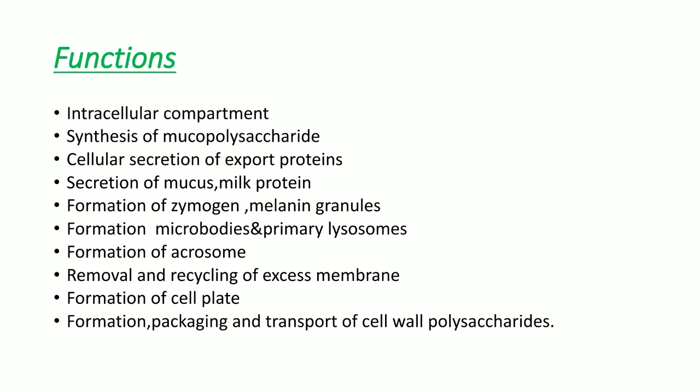Golgi bodies help in formation of many substances like zymogen, melanin granules, microbodies, primary lysosomes, acrosome that is found in developing animal sperms, then formation of cell plate, then formation, packaging and transport of cell wall polysaccharides, removal and recycling of excess membrane. So like in a factory, many functions are done by the Golgi bodies, and they are an important cell organelle.